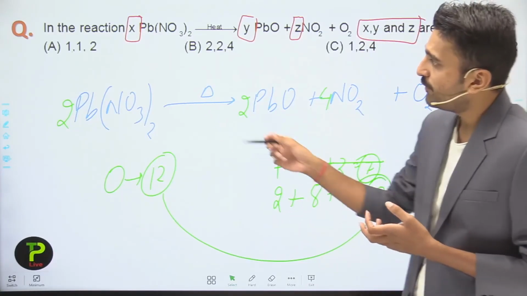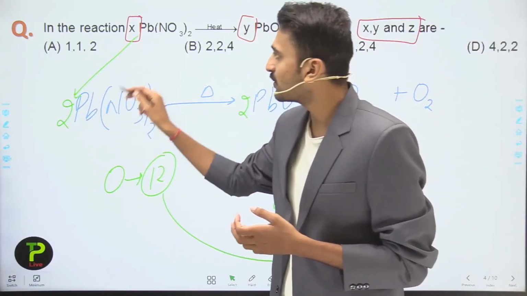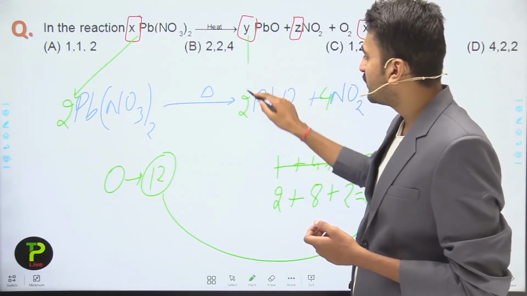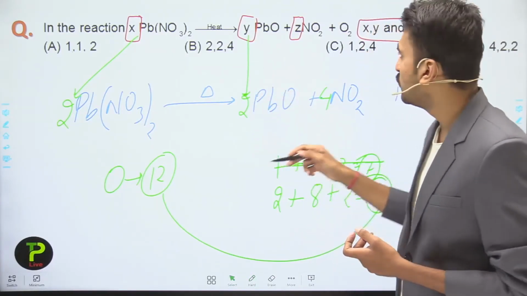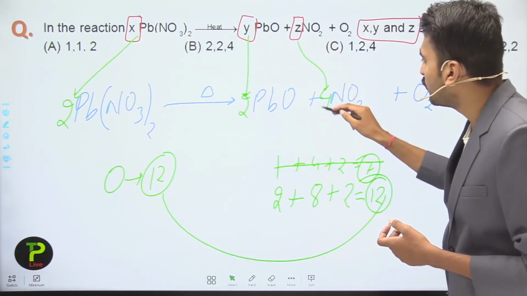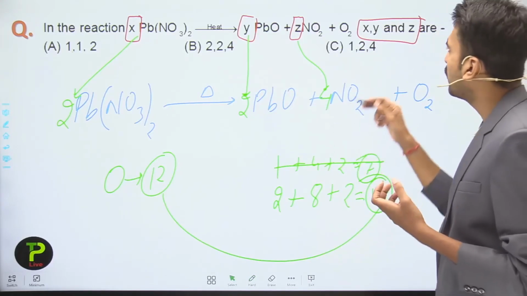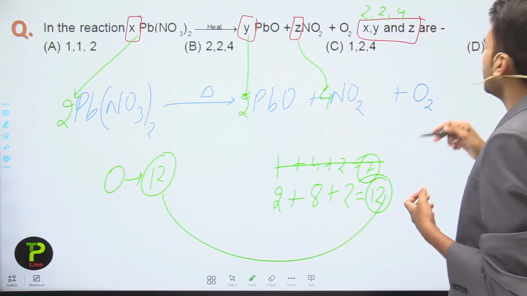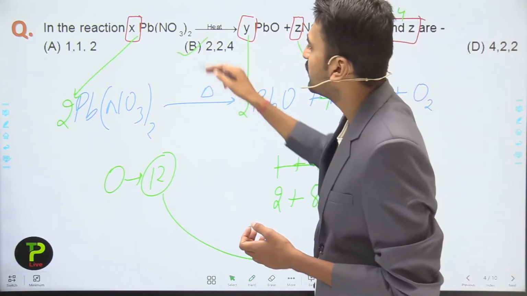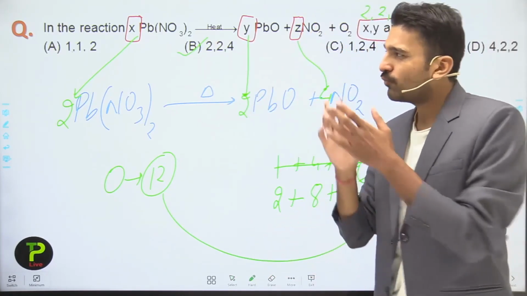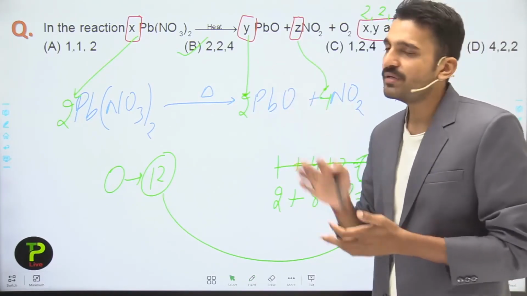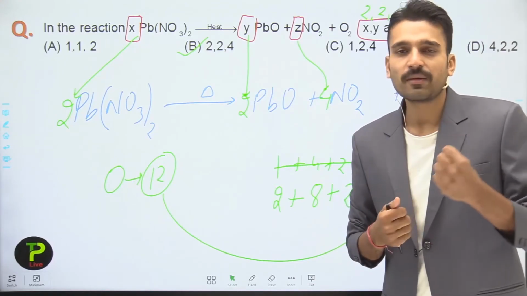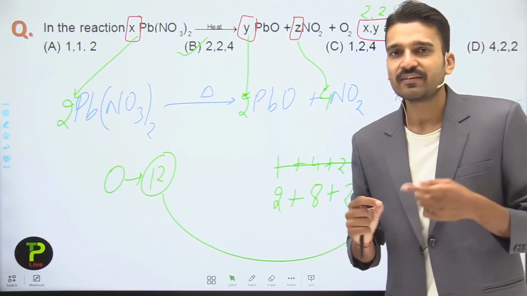So what do we have to find? We have to find X. X is the coefficient of Pb(NO3)2, or lead nitrate. Y is the coefficient of PbO, that is 2, while Z is the coefficient of NO2, that is 4. So you can see the values of X, Y, Z are 2, 2, 4. So here, option B is correct for this particular question. And remember, this type of balancing question comes very often in your examinations, mostly in the NTSE examinations.